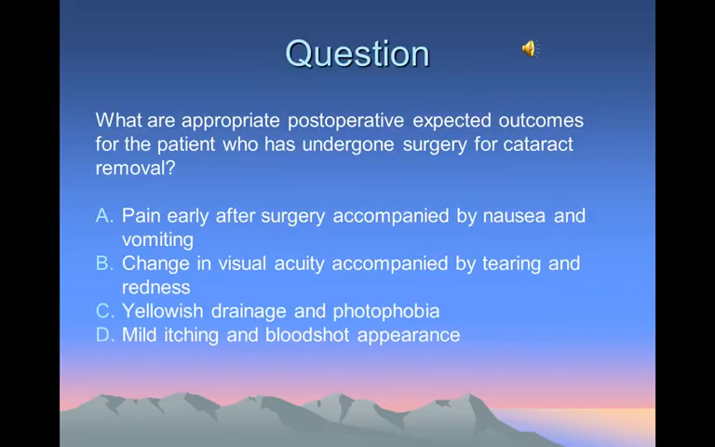So what do we think the answer to this question is? Appropriate post-operative outcomes. Pain, we said no, pain was a complication. Change in visual acuity, could be. Redness, that sort of throws me off because usually patients' eyes aren't red. Yellow drainage, definitely not yellow. Mild itching and bloodshot appearance, a pink eye with mild itching is normal. So the answer is D.